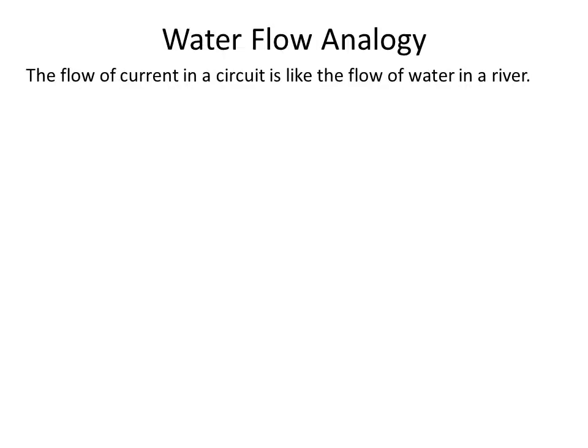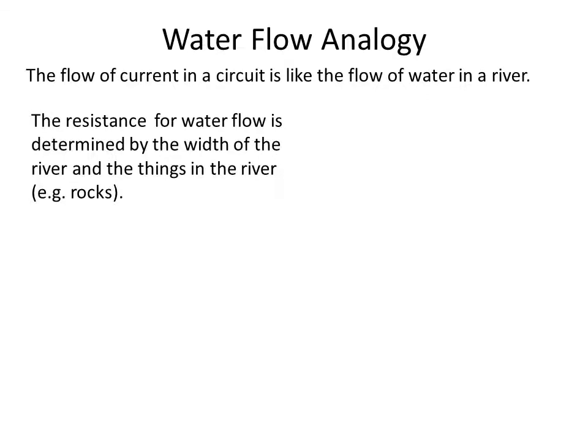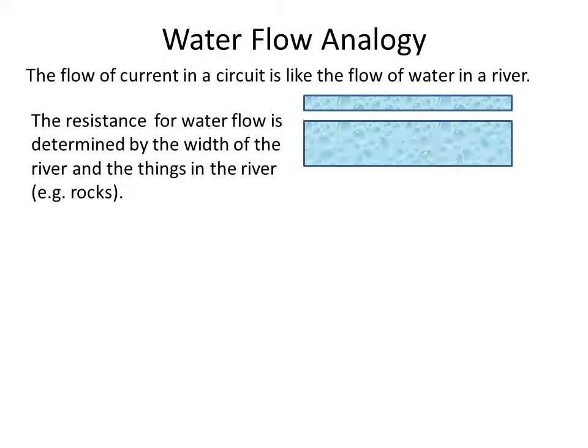It is common to use a water flow analogy for the flow of current in a circuit. So we look at how the flow of current is like the flow of water in a river. The resistance for water flow is determined by the width of the river and the things in the river. For example, you can have a thin or narrow river compared to a wider river, so that the wider river would pose less resistance than the narrow river.